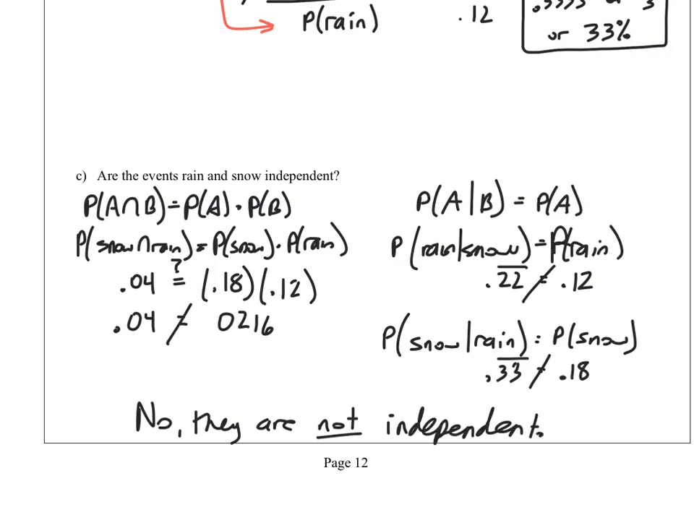If this was on the Regents, you only have to do one of those three formulas. You don't have to show all three. But there are some formulas that you do have to know for probability. So let's quickly turn the page.